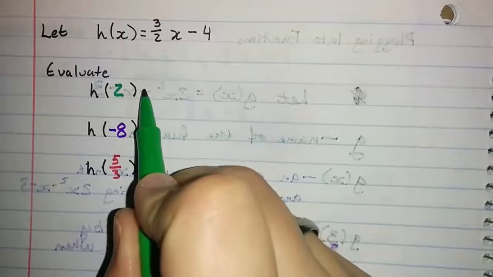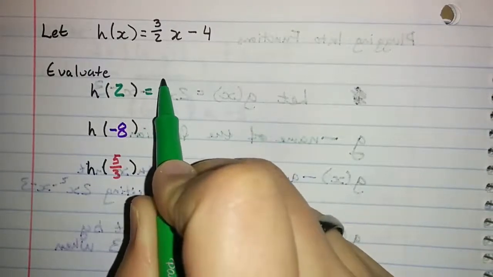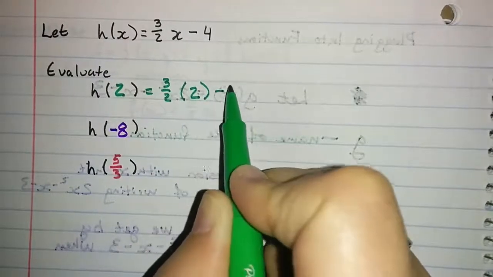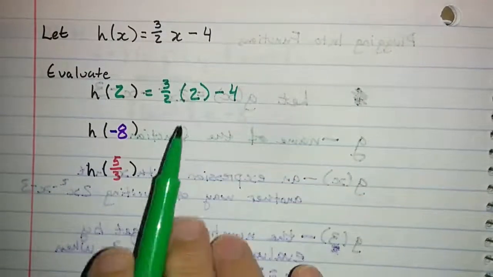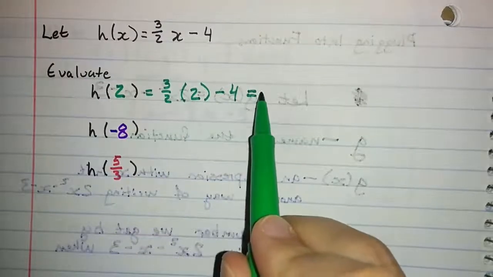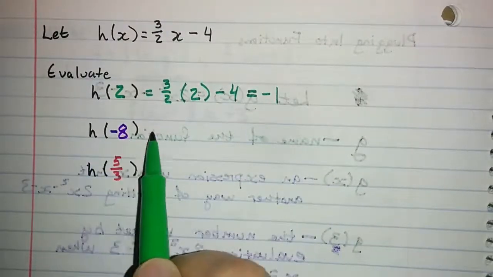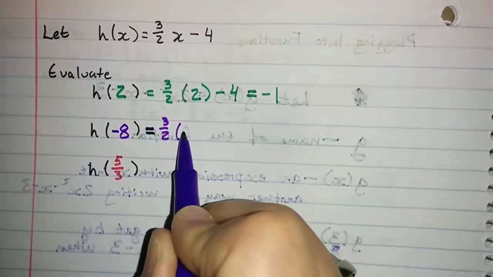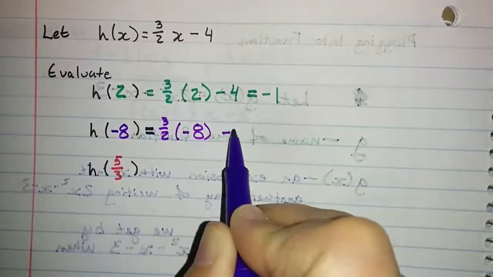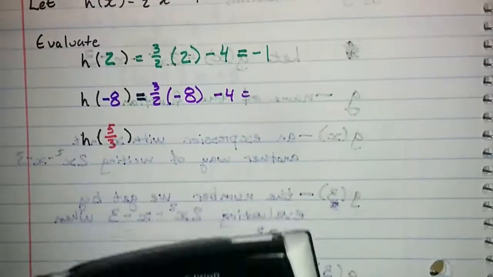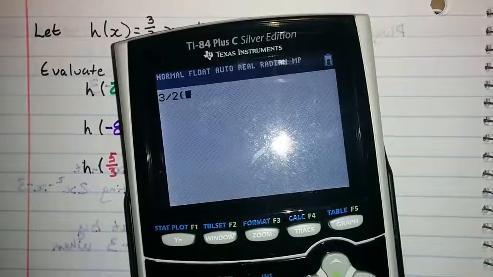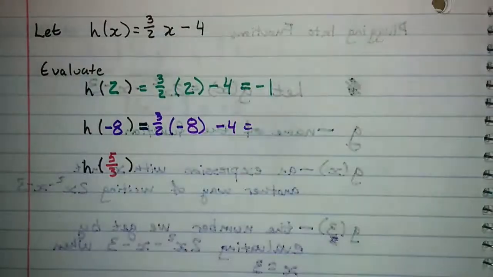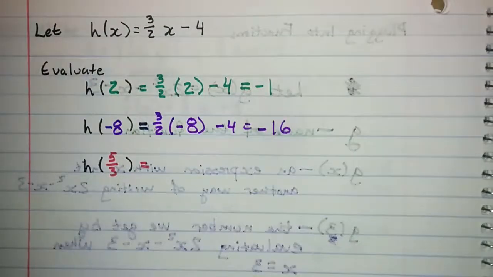Alright, h of 2, that's going to be 3/2. Here's an x, so I write 2 minus 4. Oh, that's going to be 3 minus 4 is -1. H of -8, that's going to be 3/2 times -8 minus 4. So 3/2 times -8 minus 4. Negative 16.